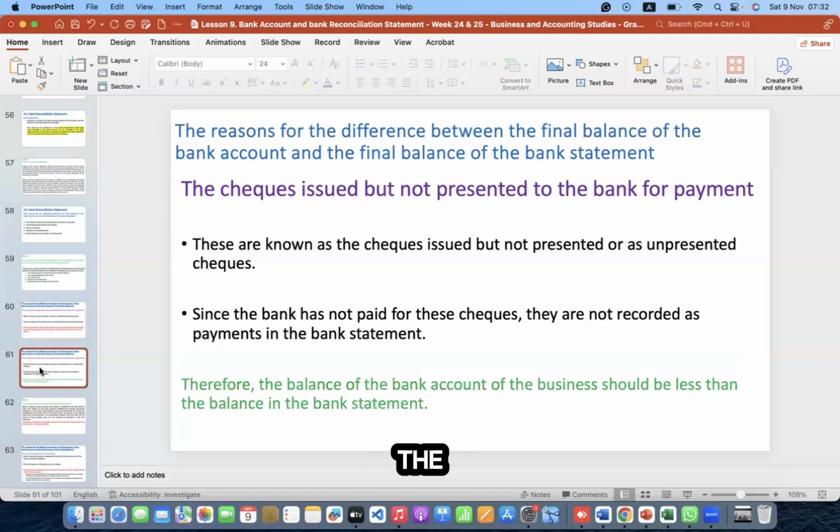These are known as the checks issued but not presented or unpresented checks. Since the bank has not paid for these checks, they are not recorded as payments in the bank statement. Therefore, the balance in the bank account of the business should be less than the balance of the bank statement.